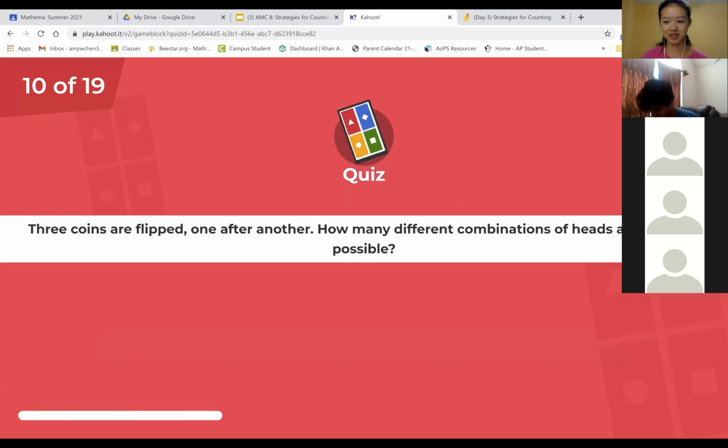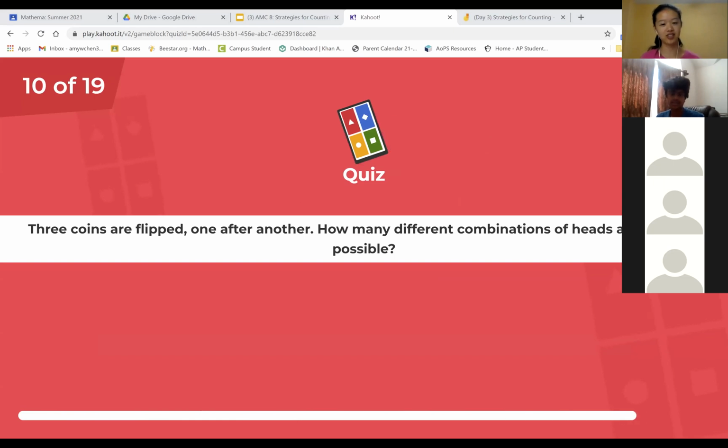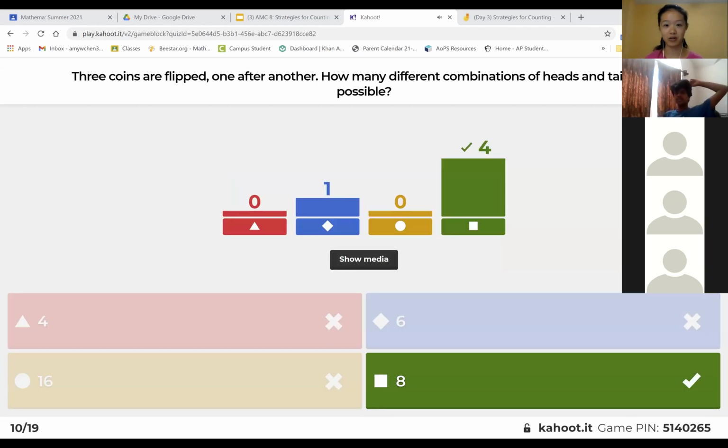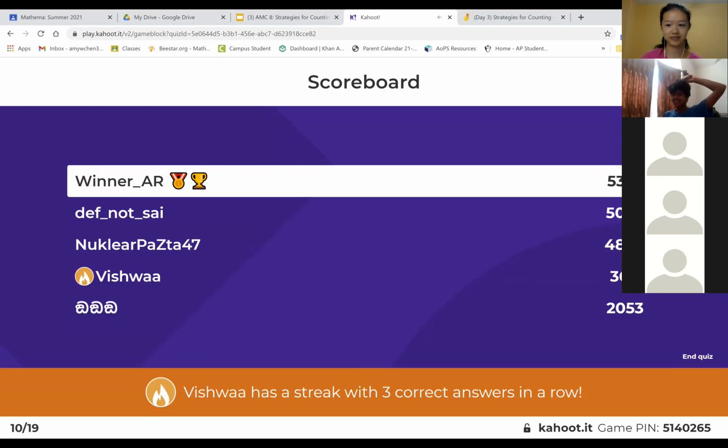All right, 3 coins are flipped, one after another. How many different combinations of heads and tails are possible? This one's a little bit easier. Don't overthink it. Oh, wow, fast. Okay, yep, the answer is 8 because it's just 2 times 2 times 2. Okay.